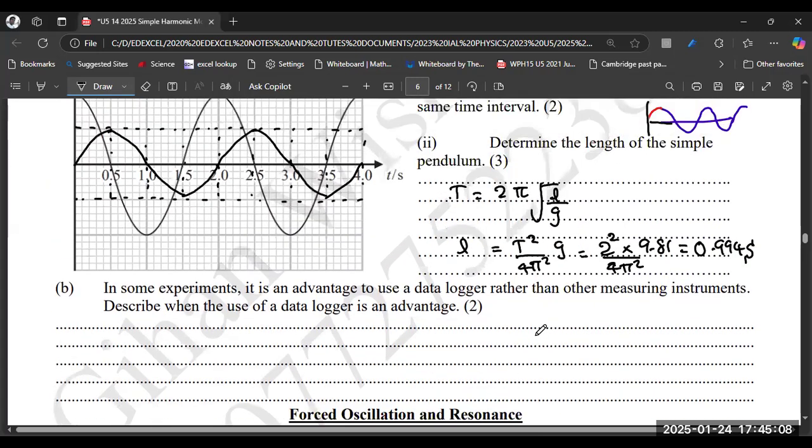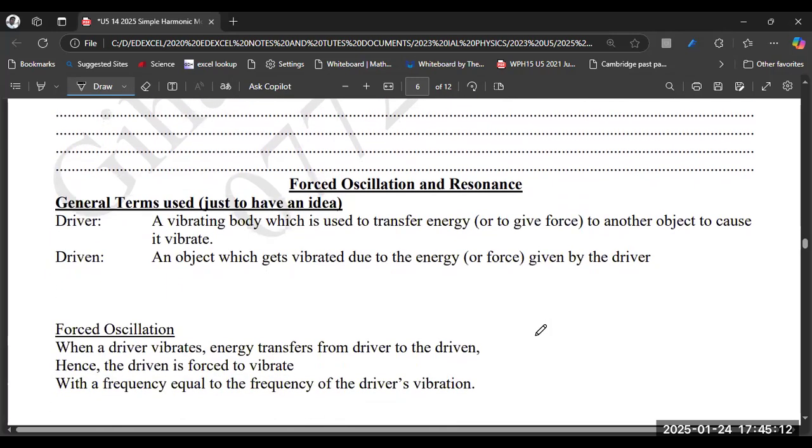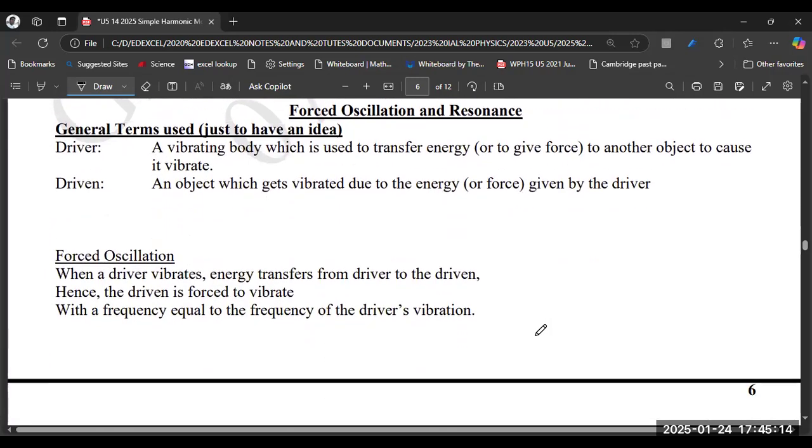So the first part of oscillations is done. Now we are moving on to the second part, forced oscillations and resonance. Forced oscillations and resonance.